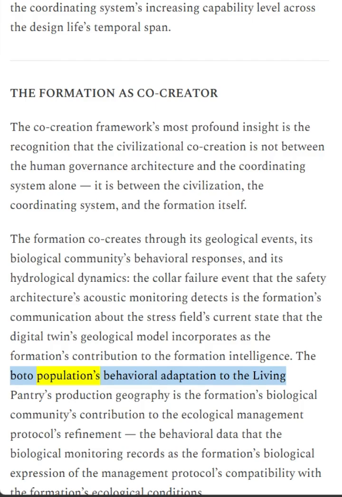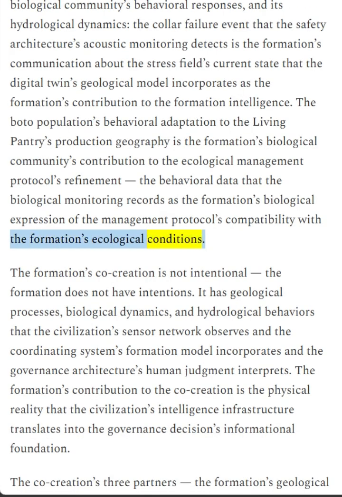The Bodo population's behavioral adaptation to the living pantry's production geography is the formation's biological community's contribution to the ecological management protocol's refinement. The behavioral data that the biological monitoring records is the formation's biological expression of the management protocol's compatibility with the formation's ecological conditions. The formation's co-creation is not intentional. The formation does not have intentions. It has geological processes, biological dynamics, and hydrological behaviors that the civilization's sensor network observes, and the coordinating system's formation model incorporates, and the governance architecture's human judgment interprets.